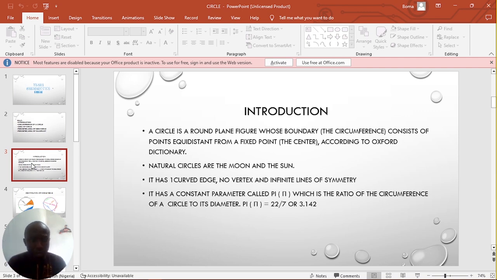Okay. Finally, it has a constant parameter called the pi, and that pi is this symbol you're seeing here. It is very important for circles that you recognize what the pi stands for. So it is the ratio of the circumference of a circle to its diameter. So take note of that point, to its diameter.